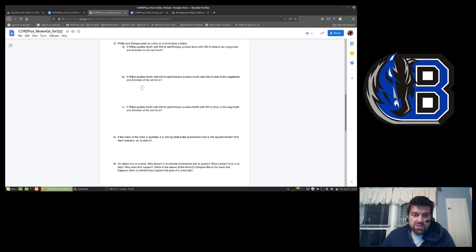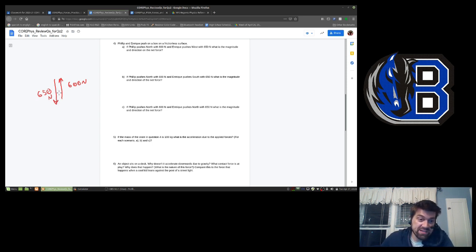Now Philip pushes north with 600 newtons, but Enrique pushes south with 650 newtons. What's the magnitude and direction of the net force? Well, just look in here. Hopefully you see that the direction will be south, right? These do lie in the same dimension. They're both in the north-south dimension. So I don't need any trigonometry.